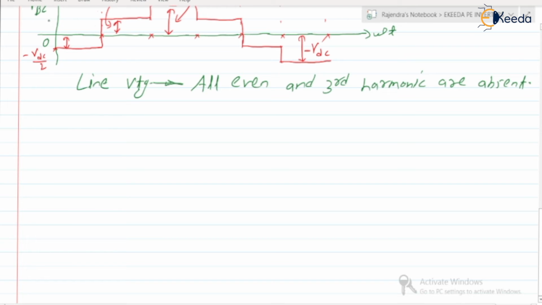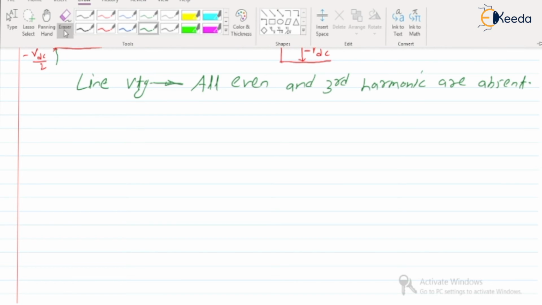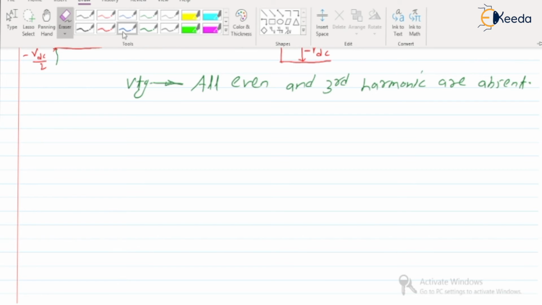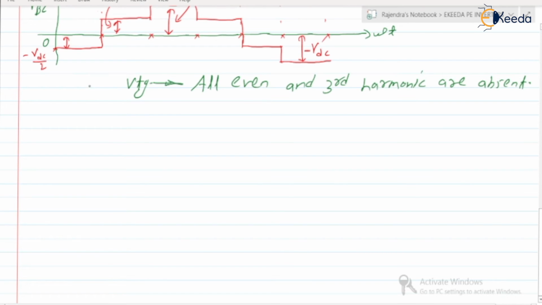Whereas, sorry, this is actually in the phase voltage, not in the line voltage. Actually, this is in the phase voltage, right? Because the phase voltage is a quasi square wave. So it should be phase.